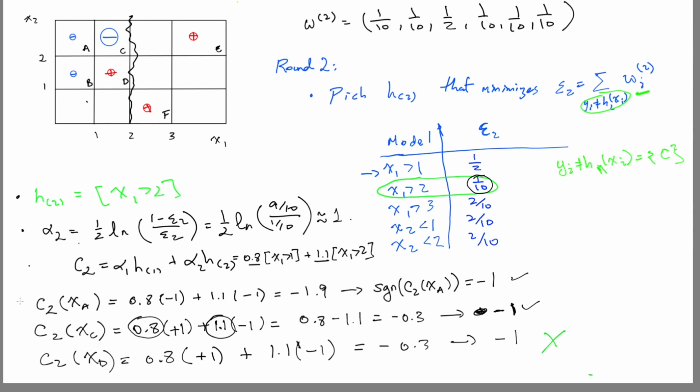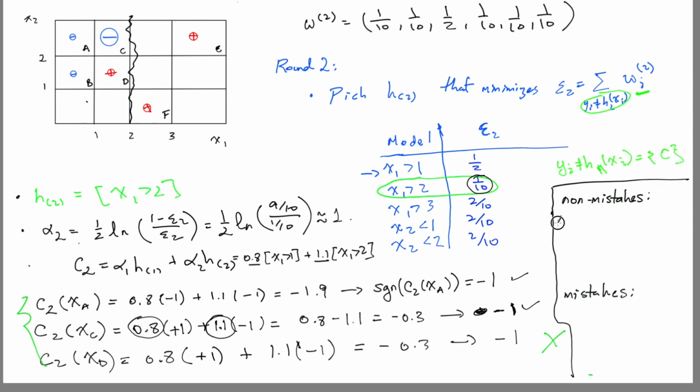All right, so you don't need to do this, but I just wanted to illustrate what this thing actually means. And then the next step is how do we update the weights? Let me do that here. So non-mistake points, and then I'll do the mistake points down here. This model, x1 bigger than 2, only makes a mistake on point D.